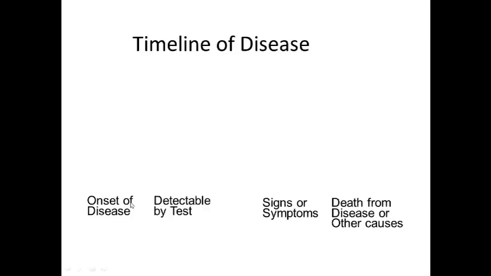Now, if we have to take these timelines, the phase from appearance of signs or symptoms until death from the disease or other causes is called the clinical phase, whereas the phase which starts with the onset of the disease and ends till the disease is detectable by the test is known as the preclinical phase.